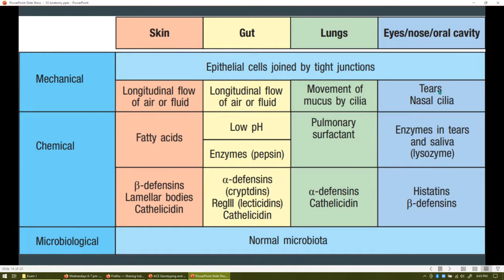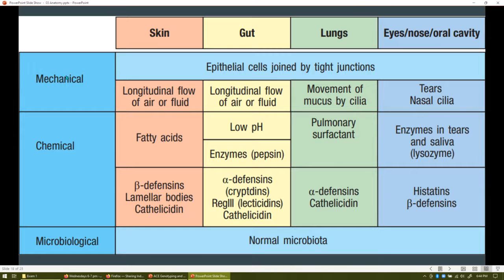In the eyes, you have tears, and in the nose and oral cavity, you have cilia that do the same thing, the cilia in the lungs. They basically propel mucus out of the airway, hopefully out of the body, or you may end up swallowing the mucus that you're propelling out of the lungs so that anything that the mucus has captured can be destroyed by the stomach acid.